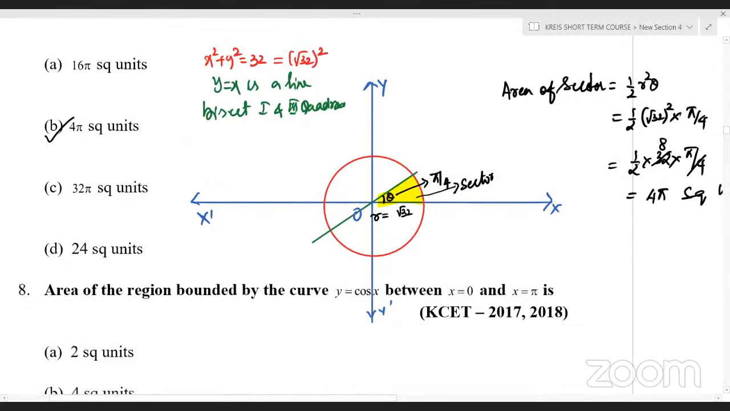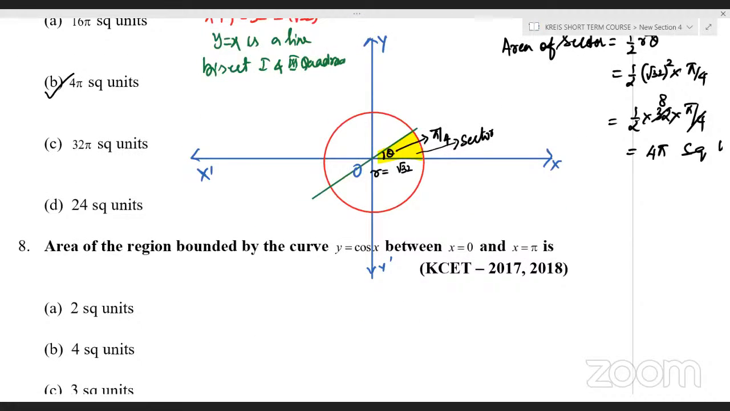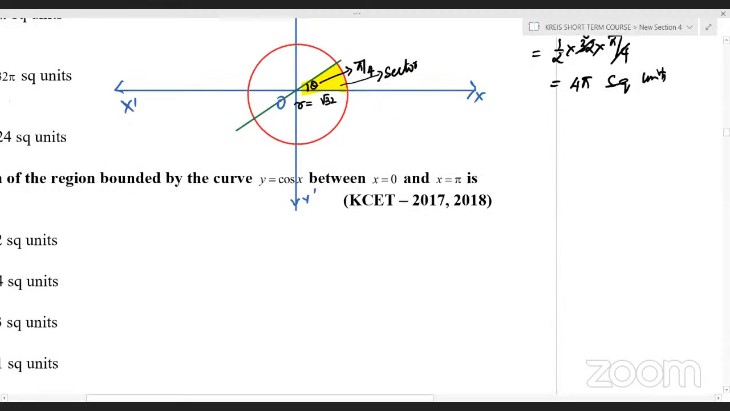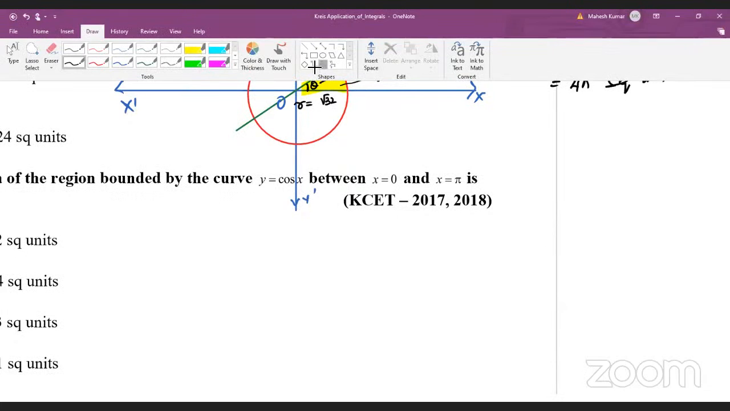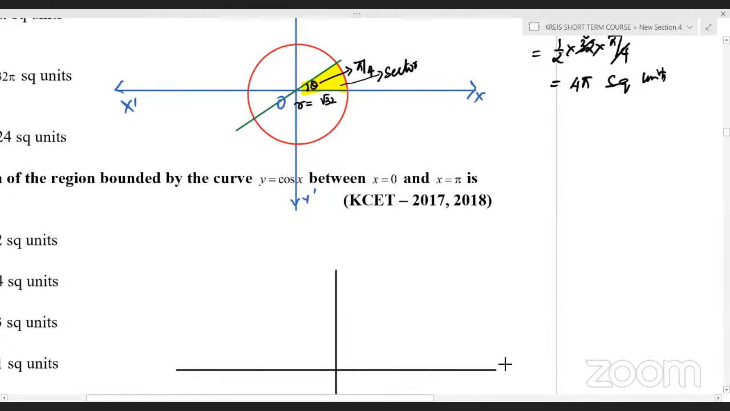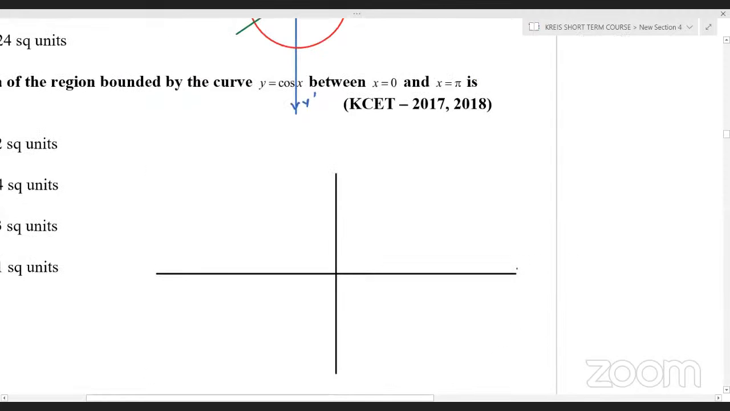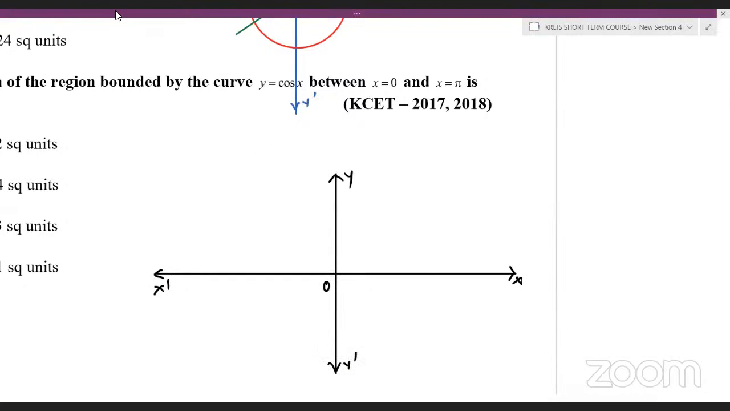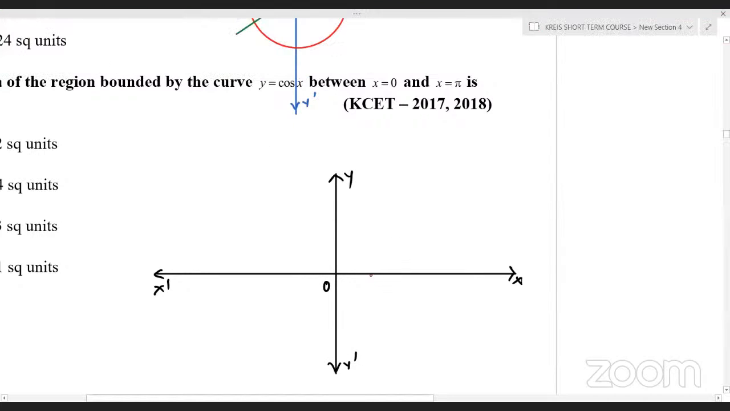Area of the region bounded by the curve y is equal to cos x, and x is equal to 0 and x is equal to pi. So let us take the coordinate axes: x-axis, negative x-axis, y-axis, and the negative y-axis, with origin O. Now we will take x is equal to 0. Here it is pi by 2 and pi, right? Then it is 3 pi by 2 and goes like that.